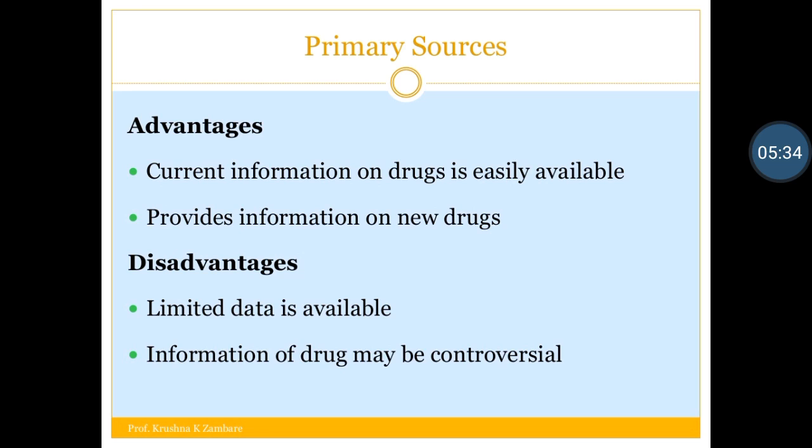And then the disadvantages. Limited data is available. Limited data means vast information is generally not available in primary sources, but primary sources are important. Information on a drug may be controversial. Controversial means some scientists may say that this information does not show this type of activity, while other scientists say it is important for this activity. This data may sometimes be controversial because this is only crude material. That's why extensive work has to be done on the raw material or primary sources.